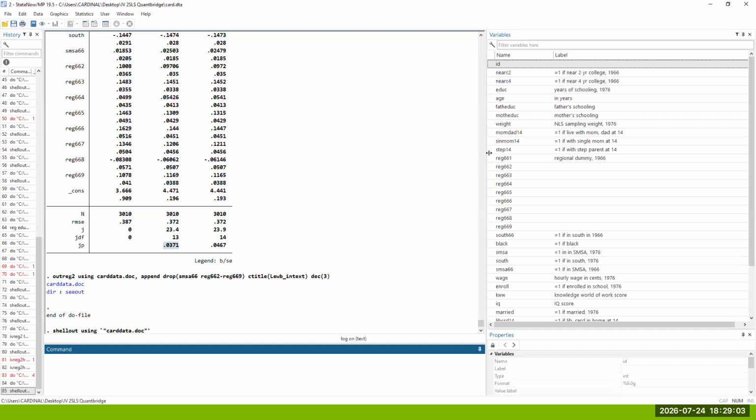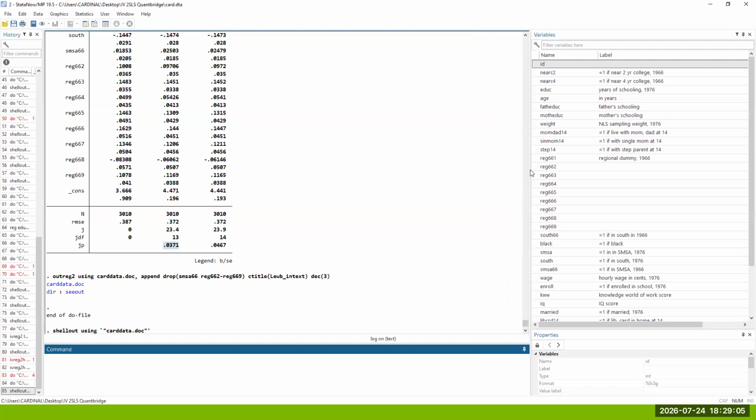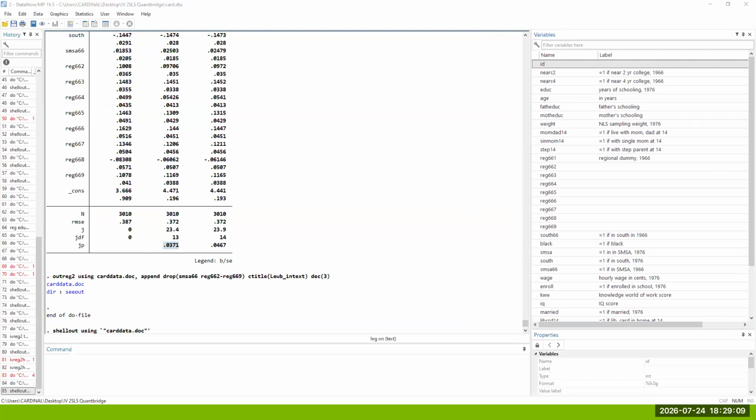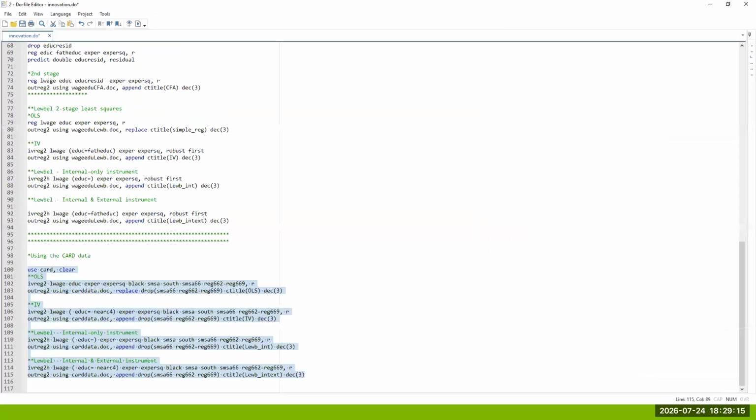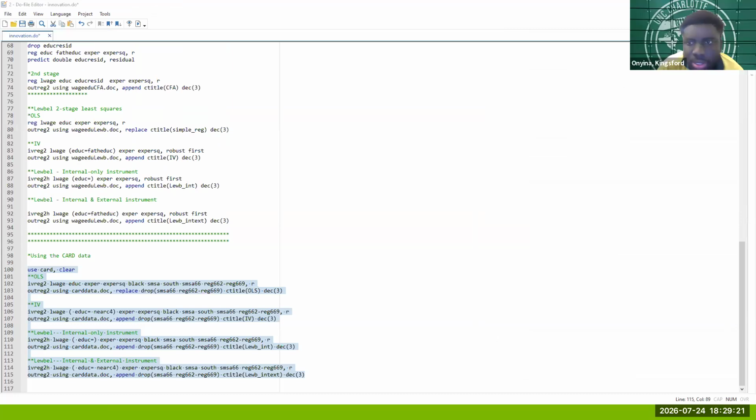Can you see my screen with the Stata software? Yes, we can see you, Doctor. Okay.